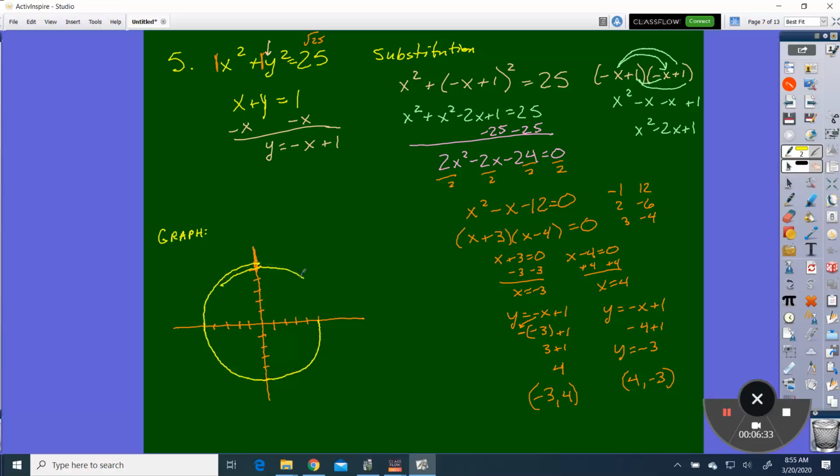Whoops. Anyways, you get the idea. That's supposed to be a circle. Now when I go to graph this, I start at positive 1. I go down 1 over 1, continue my process.